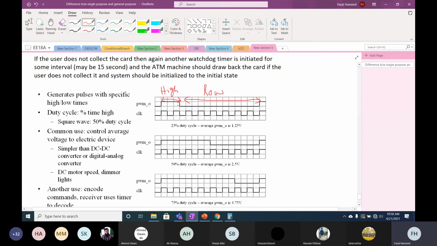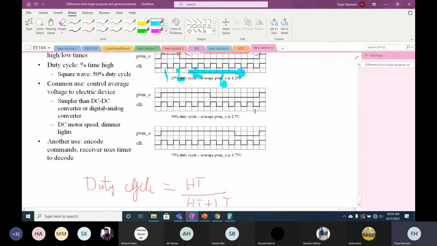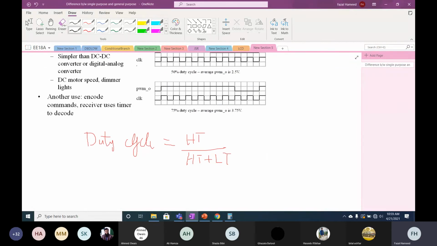So if you look at this, how many clock pulses are there in the high time? 1 and 2 pulses. And how many pulses are there in the low time? 6 pulses. 1, 2, 3, 4, 5, 6. So now what is the duty cycle? High time is for 2 cycles.